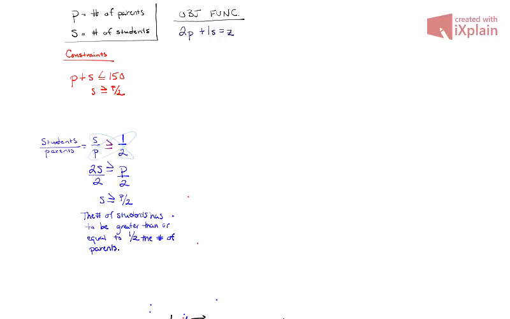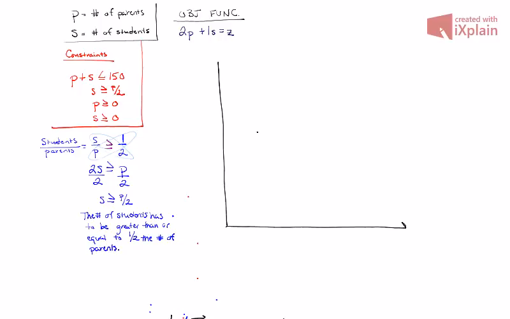You can also expand this idea, and you can say that the number of parents has to be greater than or equal to 0. And you also can say that the number of students has to be greater than or equal to 0. It doesn't make sense to say that you can have negative students or negative parents attend. So this basically is just informing us that we are going to be working in the first quadrant. So I'm just going to go ahead and sketch in the first quadrant here.